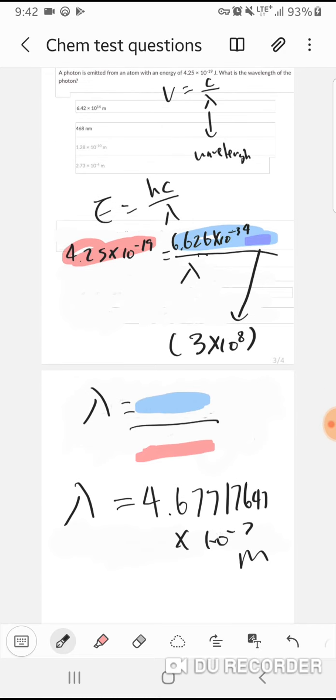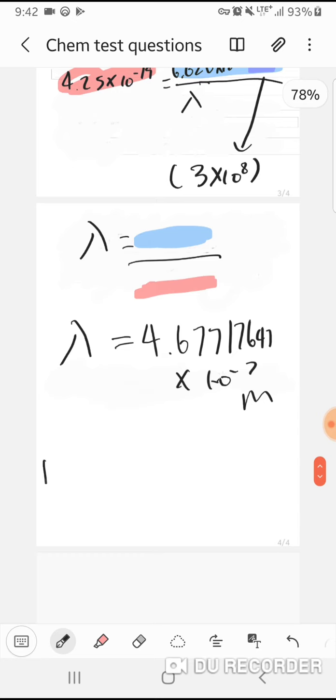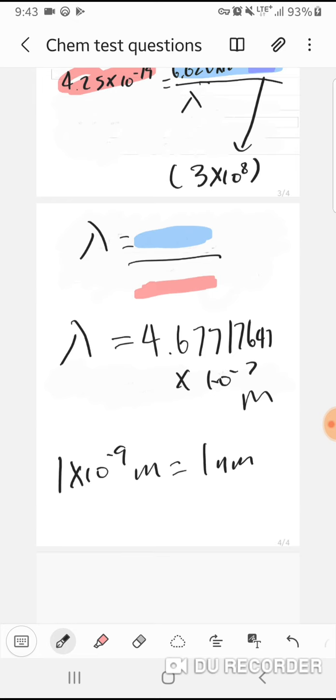meters. Okay, and since nanometers are, since 1 meter, no, is it 1 times 10 to the negative 9th? No, it's the opposite. 1 times 10 to the negative 9th power meter equals 1 nanometer. Okay. I'm pretty sure that's correct. Okay.